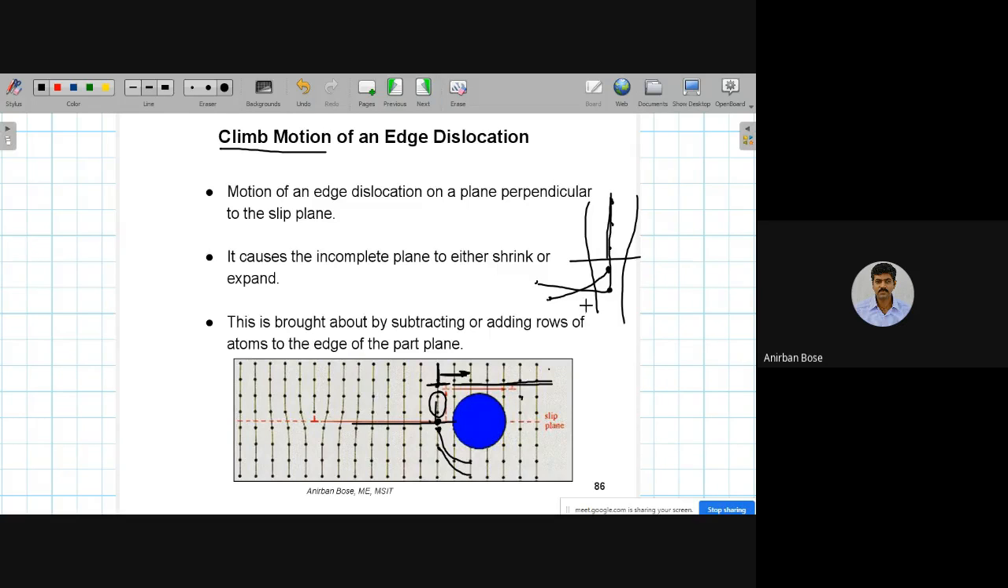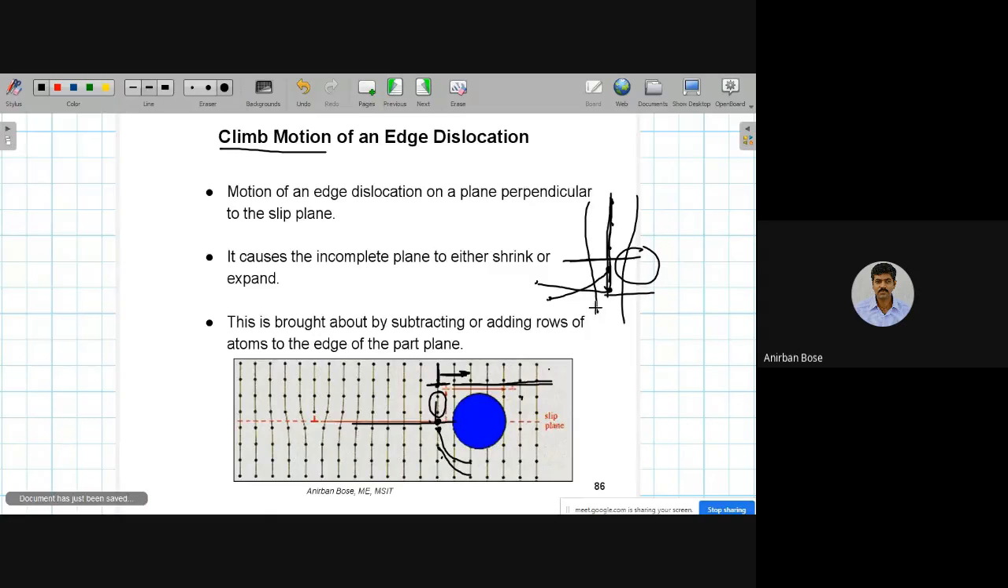So instead of shrinking the part plane, it is possible that the part plane can extend, and the new slip plane becomes this one. And in this way also it can avoid the obstacle, either by shrinking the part plane or by extending the part plane. In one case, it will create new vacancies, like when it is extending, or it will annihilate some of the vacancies, which is the shrinking process. So in this way, climb motions are possible. One case is called the climb up motion, and another is called the climb down motion, or positive climb or negative climb.